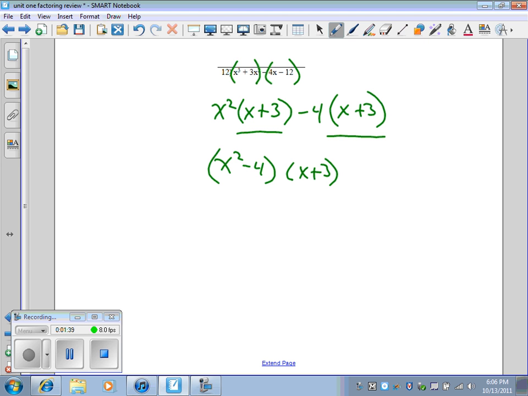I am not done because x squared minus 4 is the difference of squares. Think of this as 2 to the second. So now this can be rewritten as x minus 2 and x plus 2 times x plus 3. That is your final answer.